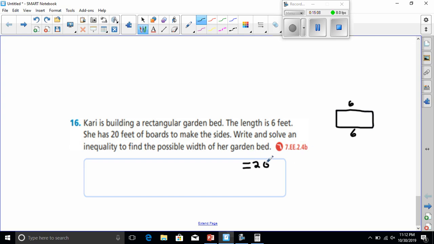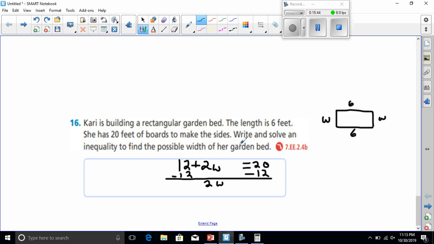Well, once again, the width is going to be represented by the letter W, and this is going to simply be 6 plus 6 is 12, 12 plus 2W equals 20. We're going to subtract 12. And whatever I subtract from one side, I subtract from the other. And now we've got 2W is going to be equal.